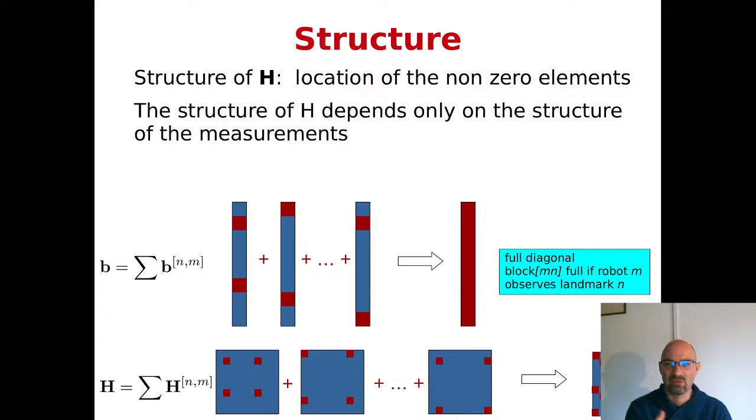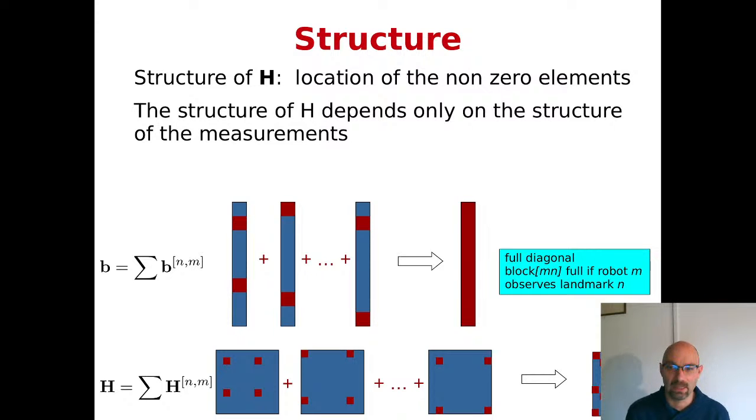And more or less at every round you observe the same amount of things. So you will have a constant amount of measurements for every robot position, right? Turns out that for each robot position you throw in, you add a proportional number of measurements, okay? But the number of elements in H, so you grow linearly. The number of blocks grows linearly with the trajectory of the robot. But the number of elements in H grows quadratically with the trajectory of the robot.